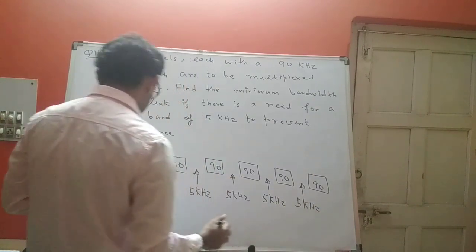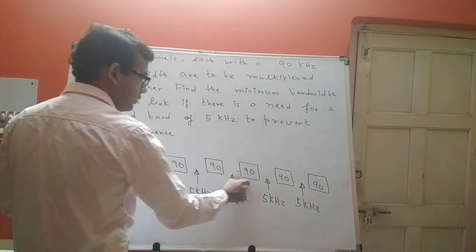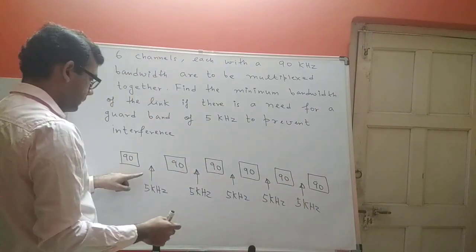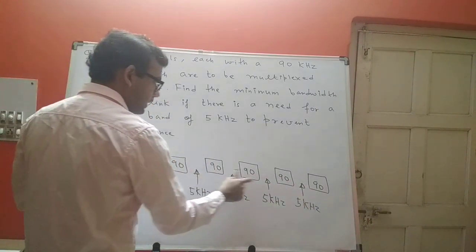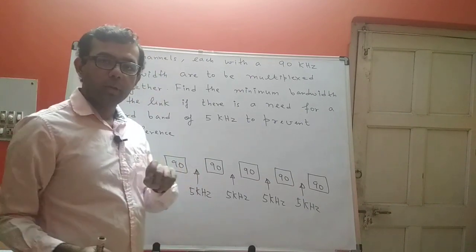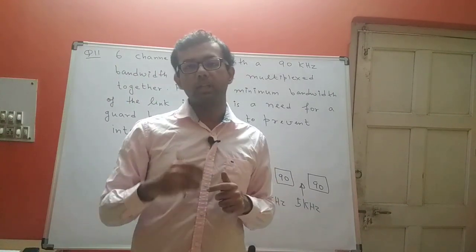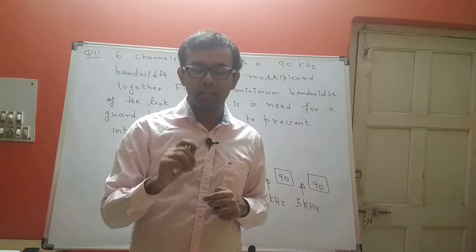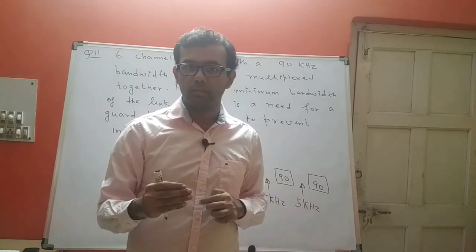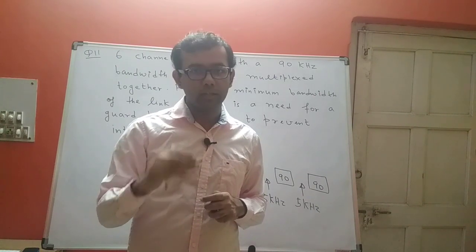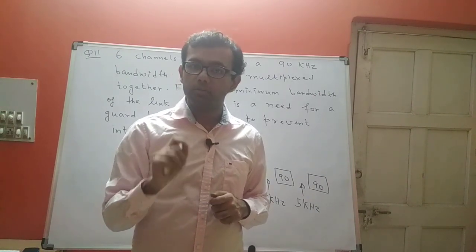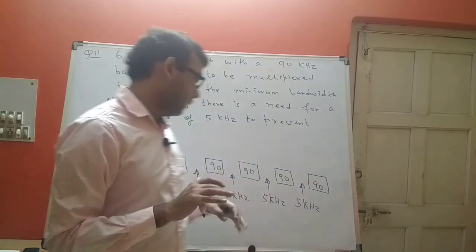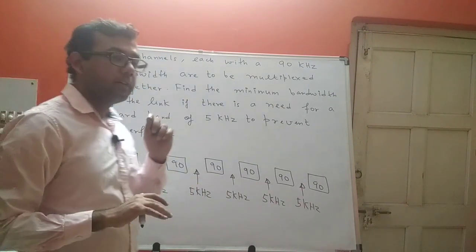So how many channels do I have? I have 1, 2, 3, 4, 5, 6 channels. And how many guard bands do I have? I have 1, 2, 3, 4, 5. From this, you can note down an important relation between the number of channels and the number of guard bands. If you have a link divided into n number of channels, to ensure that there is no interference, you need n-1 guard bands. So I have 6 channels here, and I require 5 guard bands.